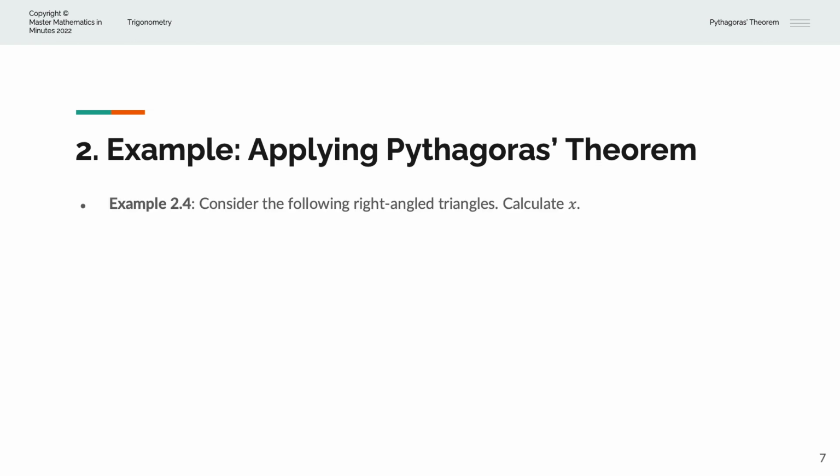In the fourth example, we're asked to consider the following right-angled triangles and calculate x. Once again, we have two triangles, one in blue and one in grey. We're asked to calculate x, which is this side. We have 9 centimeters as the hypotenuse of the first blue triangle, because it's opposite that 90-degree angle. Similarly, we have x as the hypotenuse of the second triangle, because it sits opposite the 90-degree angle.